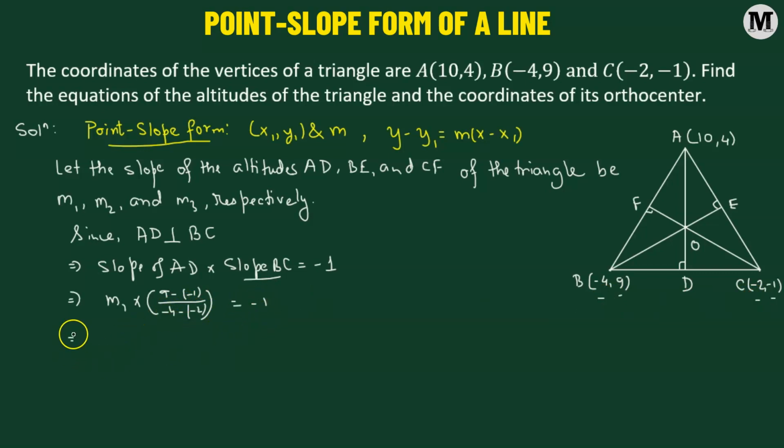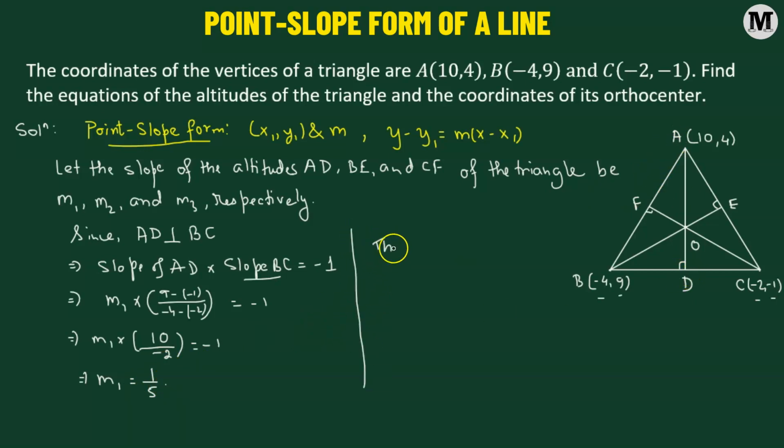So let's compute. So we have m1 multiplied by 9 minus -1, that's going to be +10, divided by -4 minus -2, that means -4 plus 2, which gives us -2 in the denominator. This will be equal to -1. So solving for m1, this will be equal to +1 over 5. So that means the slope of the altitude AD is going to be 1 over 5.